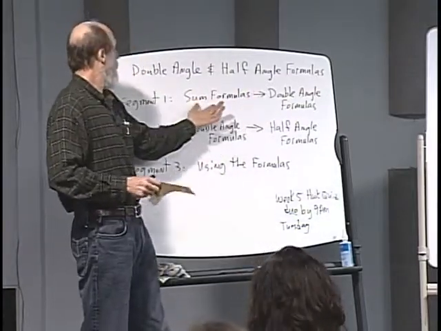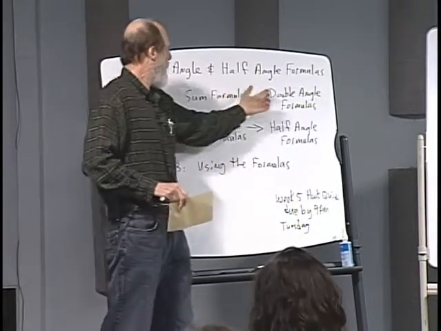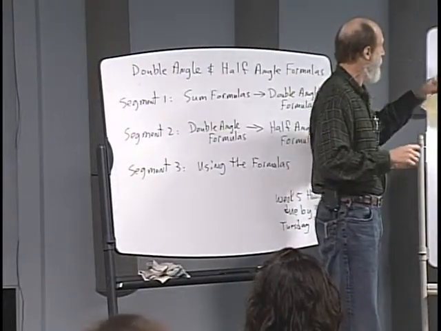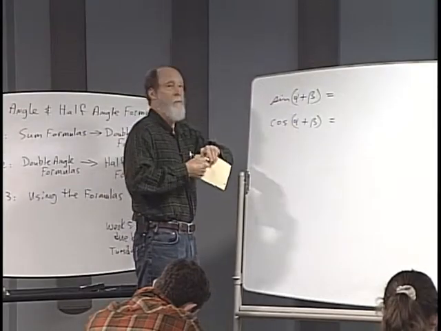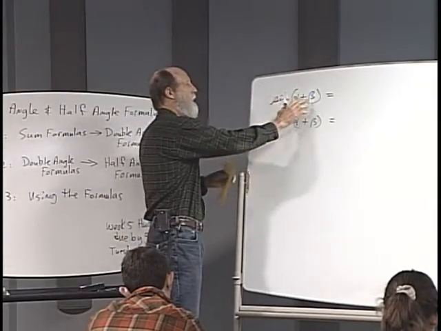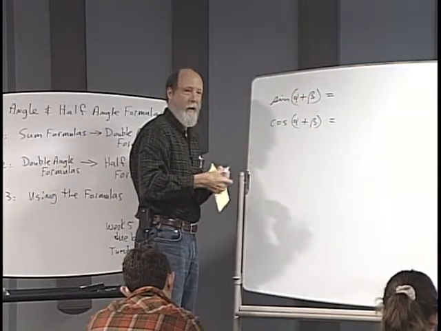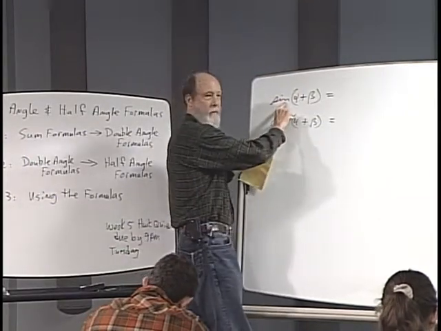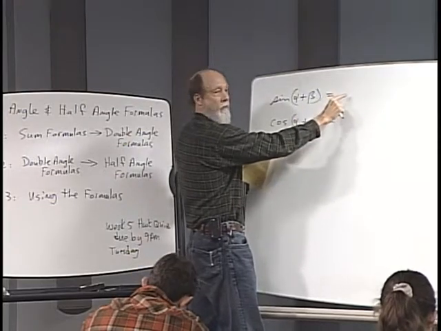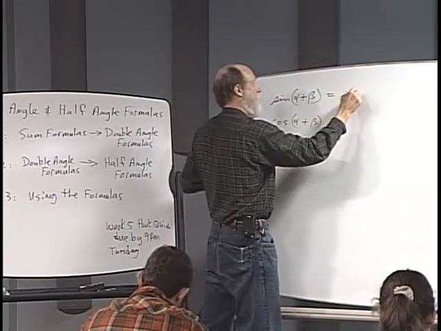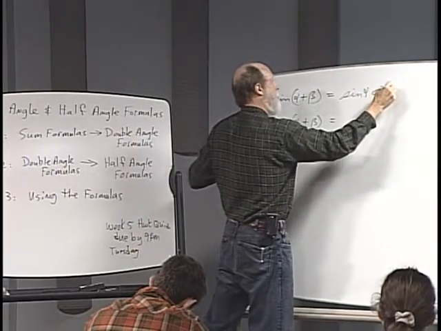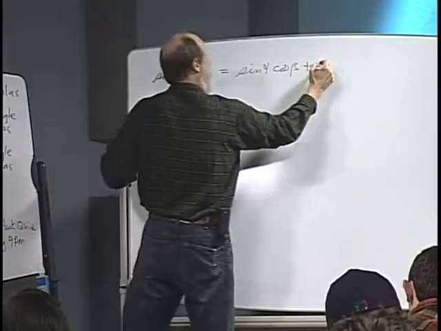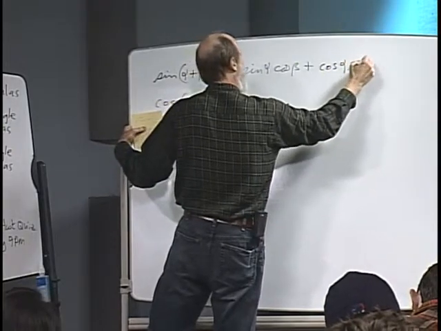So let's start here with our sum formulas that we're familiar with, and then create these double angle formulas. I might even do a sample problem, but I want to first refresh our memories on what these formulas are. If we have the sine of the sum of two angles, then as I talked about in the last session, you start with the product of the sine of the first and cosine of the second, plus the opposite combination: the cosine of the first times the sine of the second.